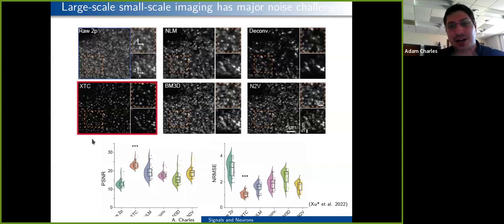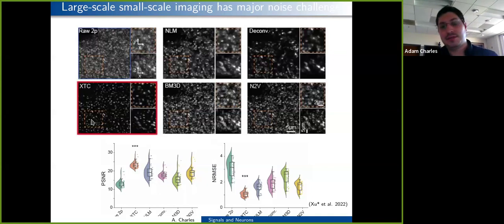And here's just a handful of comparisons showing the benefit over other types of denoising algorithms, including standard things like non-local means, deconvolution, BM3D, which is another more state-of-the-art version, and Noise2Void. These are all methods that you can find in the literature. They've been used. They do help. They do make this raw two-photon data better quality.